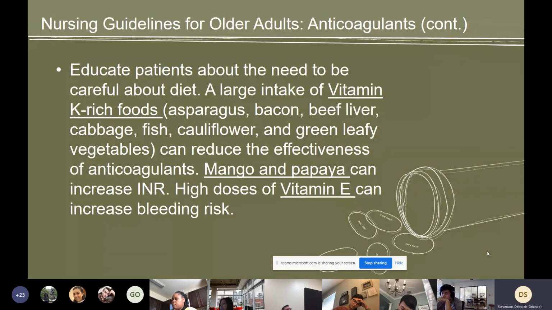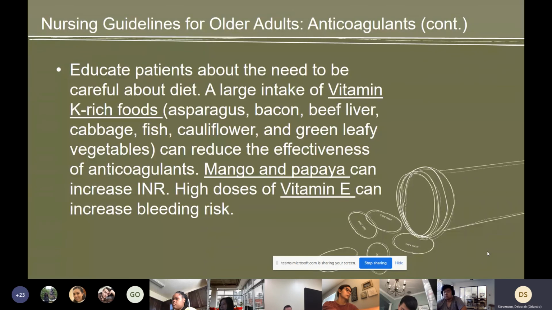Don't forget about the vitamin K foods. Patients can eat vitamin K even on an anticoagulant. However, large amounts could be a little detrimental, okay, because vitamin K is needed for blood clotting. And if they're taking in a lot of asparagus, and you can see here cauliflower and green, we always think of dark green leafy vegetables, but there are other things such as cabbage and beef liver, of course, and some bacon. That vitamin K rich food can actually interfere with the actions of that anticoagulant.